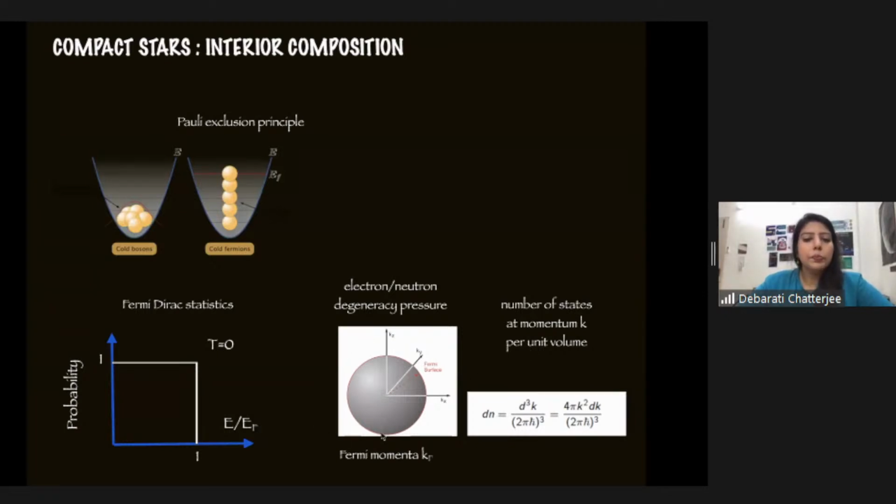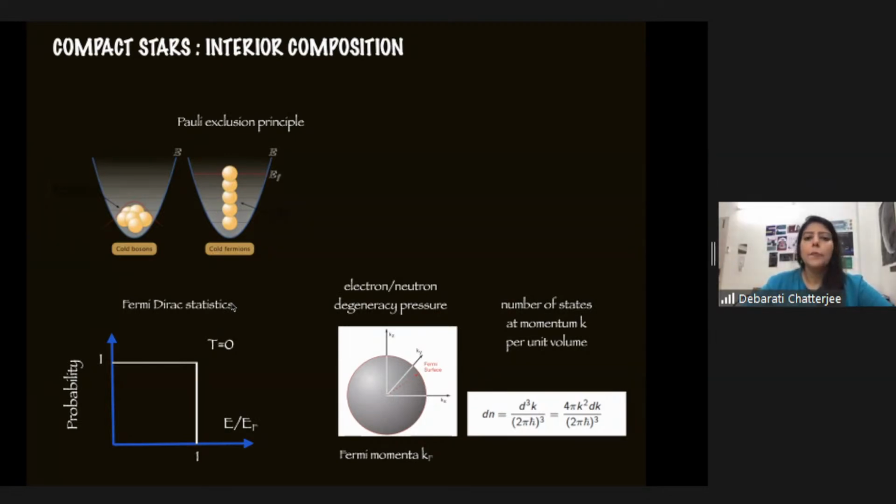So here you can see a picture, this is called a Fermi sphere. If you depict the energy levels in momentum space, then this is what it looks like. And this is what the probability looks like when you are calculating this as a function of energy. So what does that mean? That according to Fermi-Dirac statistics, at zero temperature, all the energy levels which are available will be filled up by the participating fermions.